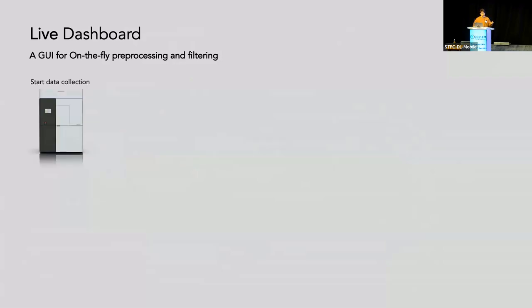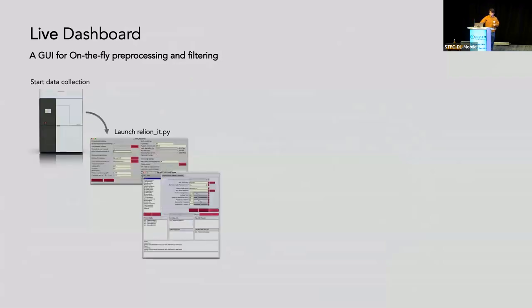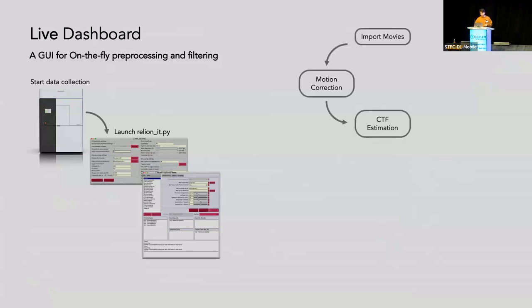You start your data collection, and launch the Relion It tool, which is a tool included with Relion to automatically process your data. The movies, as they come out of the microscope, are imported, motion corrected, and the CTF parameters are estimated, as you would normally do. We've inserted here a fourth step. We use a very simple Python script to estimate ice quality.